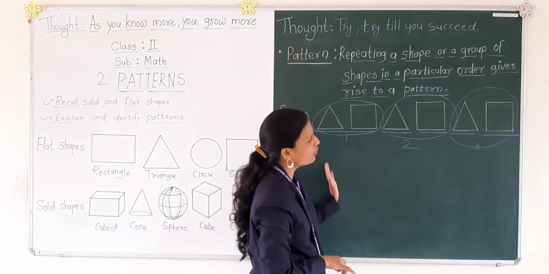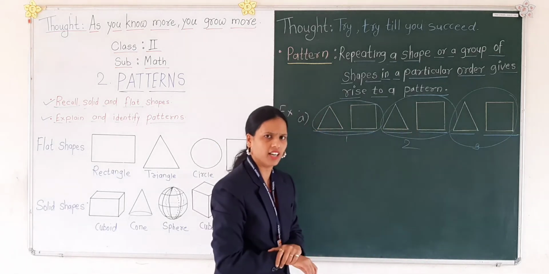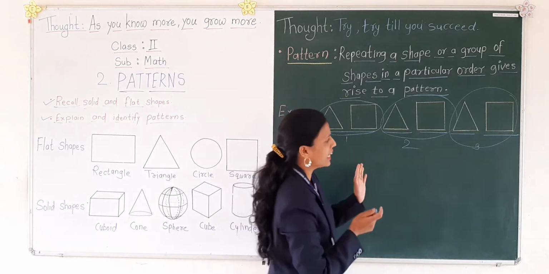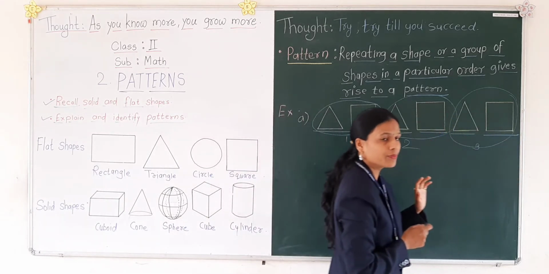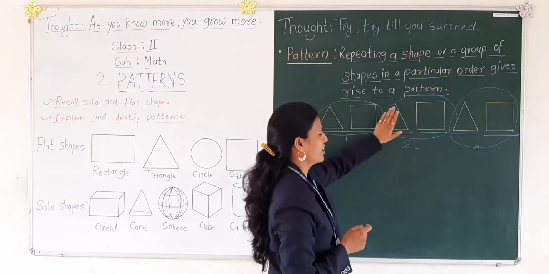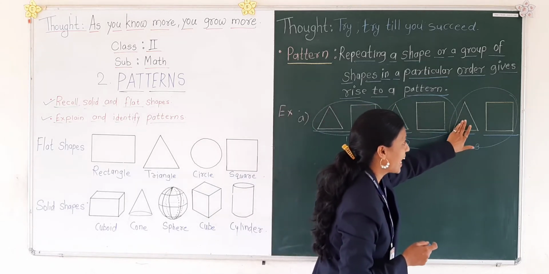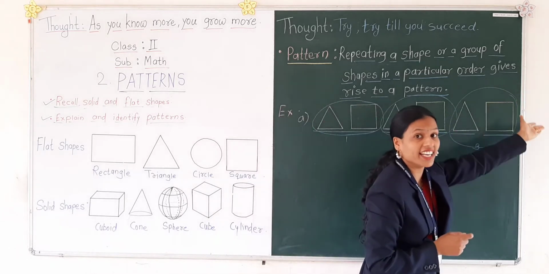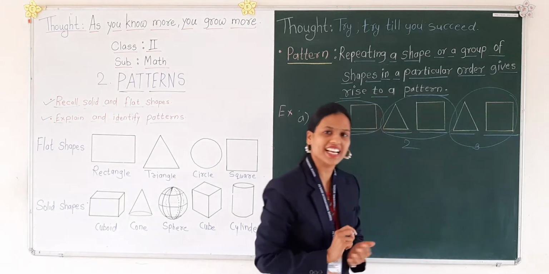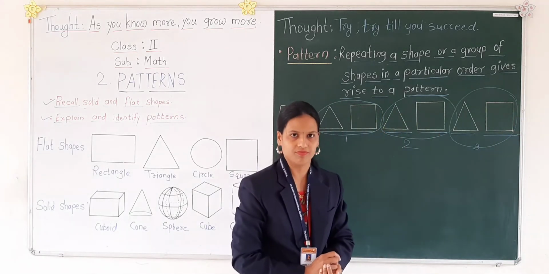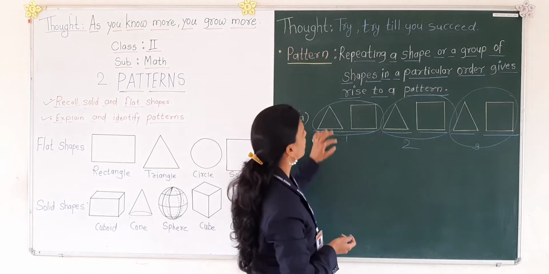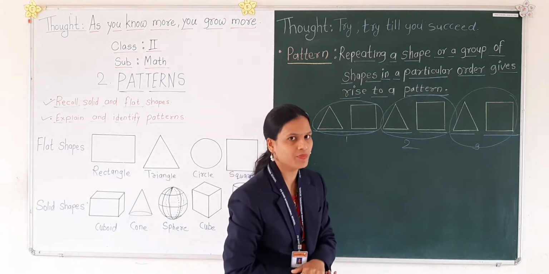Again, if I want to continue with this pattern, then what will come next? After square, triangle, square, and after square, very good. Again triangle and square. So understood what is meant by repeating a group of shapes?